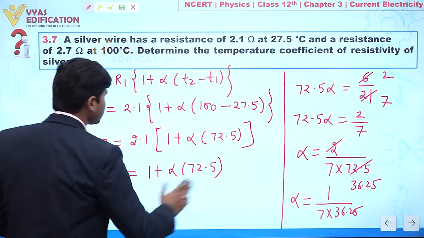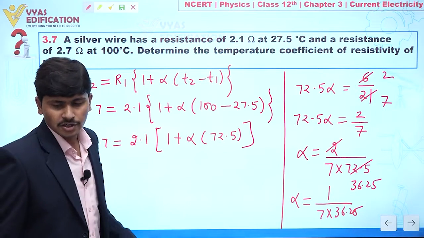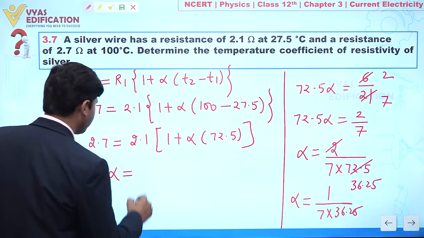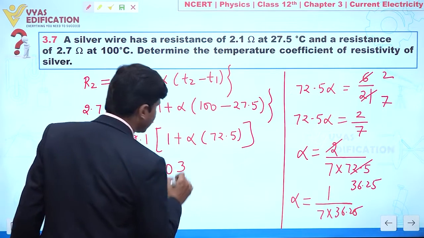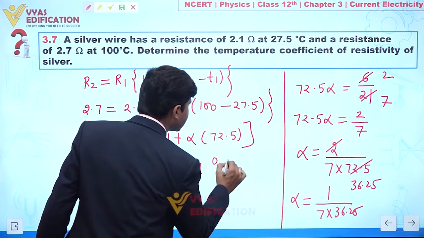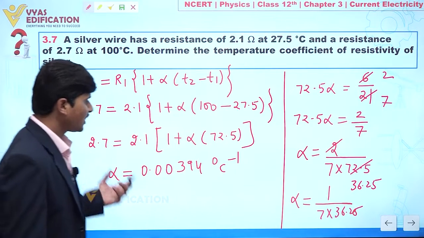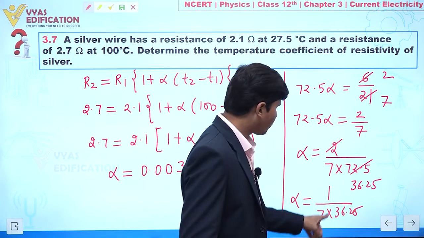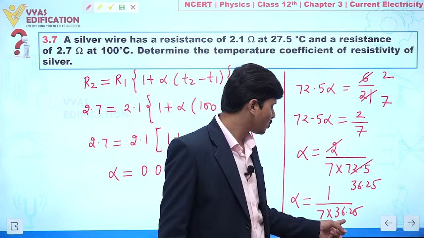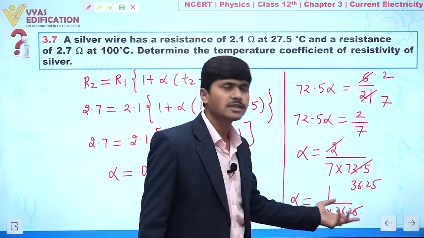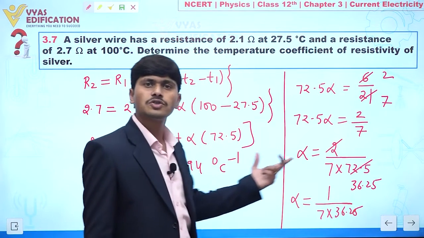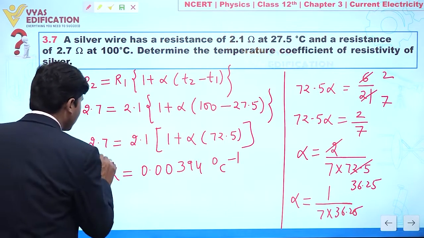So if you solve it, you will find here value of alpha is approximately equal to 0.00394 per degree Celsius. Clear to everyone? You can easily calculate. This is 1 upon 7 into 36. So if you say this is 2, here we have 4, so almost we can say near about 250. So near about 250 means we can say 0.004 that we will get. So this is value of alpha.